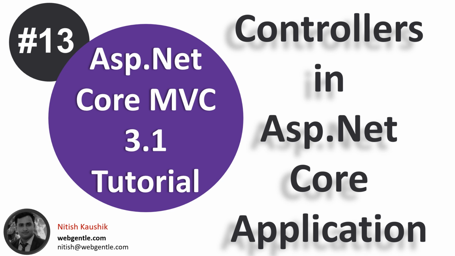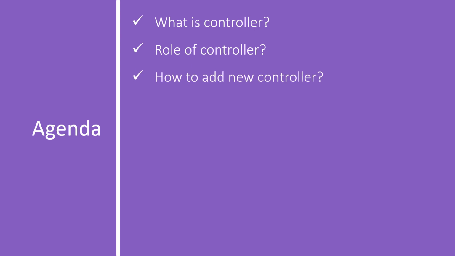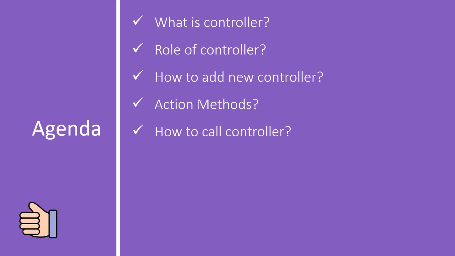In this video we will learn the first main pillar of MVC architecture, which is controller. So we will learn all the details of controller in this video. We will start from what is controller, then we will see what is the role of controller, how can we add a new controller in your ASP.NET Core application, what are the action methods, how can we call a controller? The calling of controller means how can we call the controller by using HTTP request.